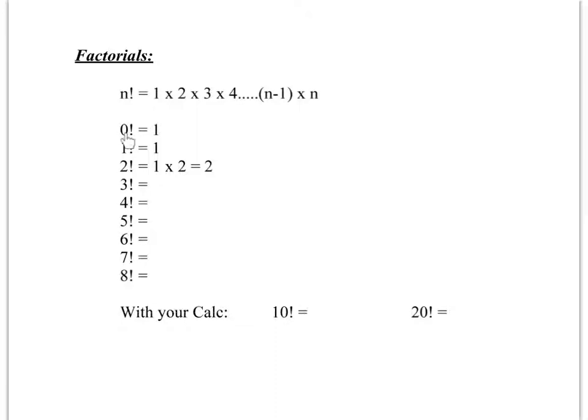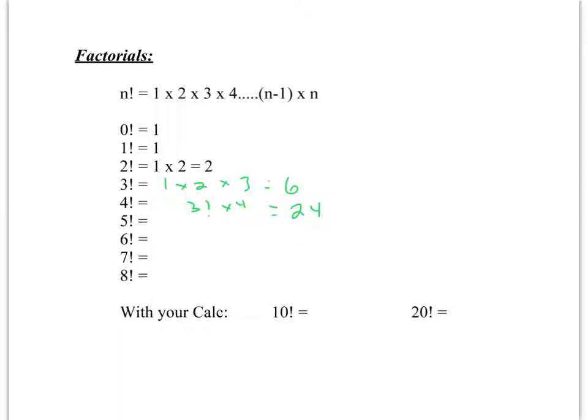So 0 factorial, just by definition, is 1. 1 factorial is equal to 1. 2 factorial is equal to 1 times 2, which is 2. 3 factorial is 1 times 2 times 3, which is 6. 4 factorial is going to be 1 times 2 times 3 times 4, which is, again, 3 factorial times 4, which is going to be 24.